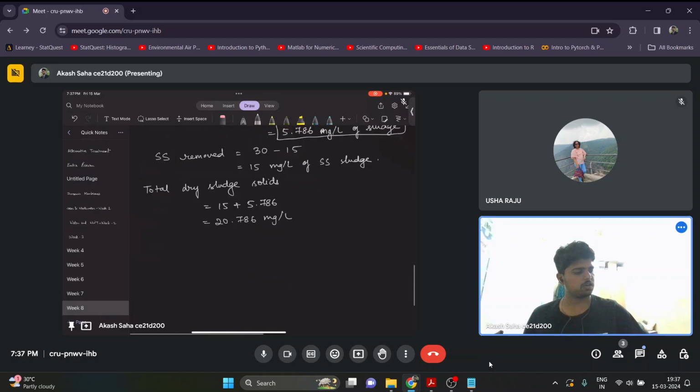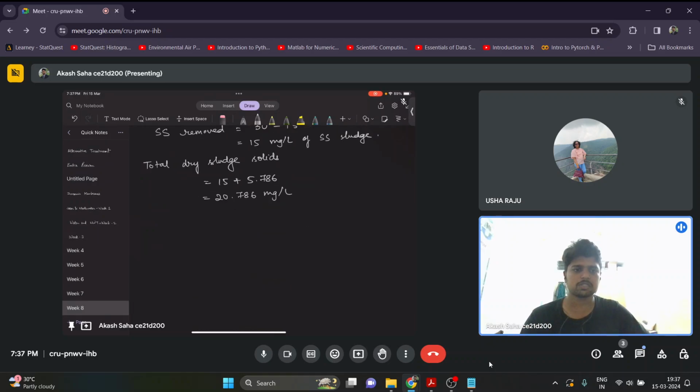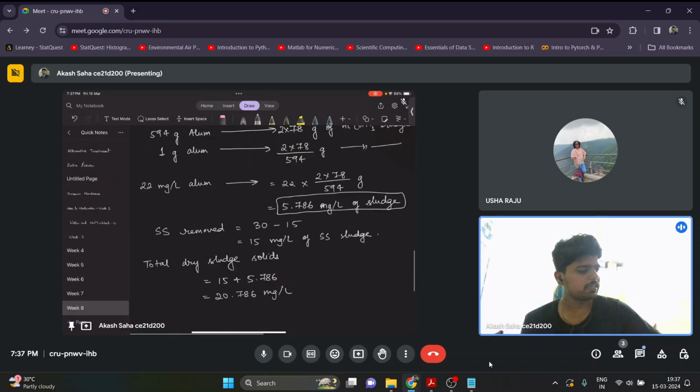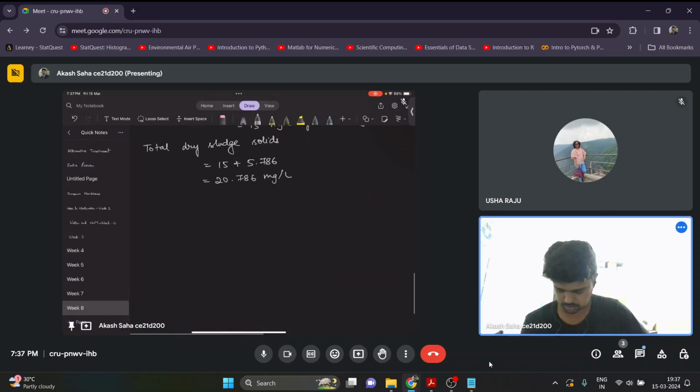So this is my total dry sludge solids. Now it is given as milligram per liter. If we multiply with the inflow, that is my 12,960 meter cube per day, we will get it in terms of kg per day.